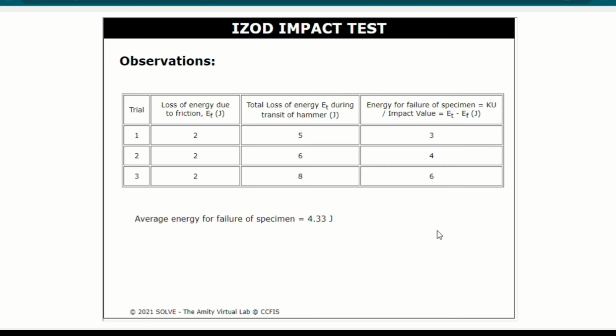And for trial 3, loss of energy due to friction is 2 joules. Total loss of energy during transit of hammer is 8 joules and energy for failure of specimen is 6 joules. Average energy for failure of specimen is 4.33 joules.